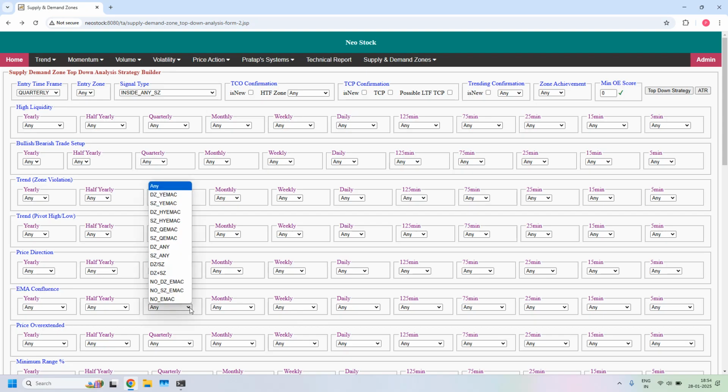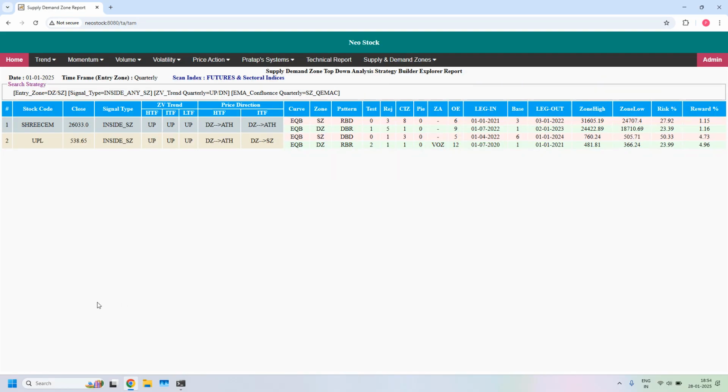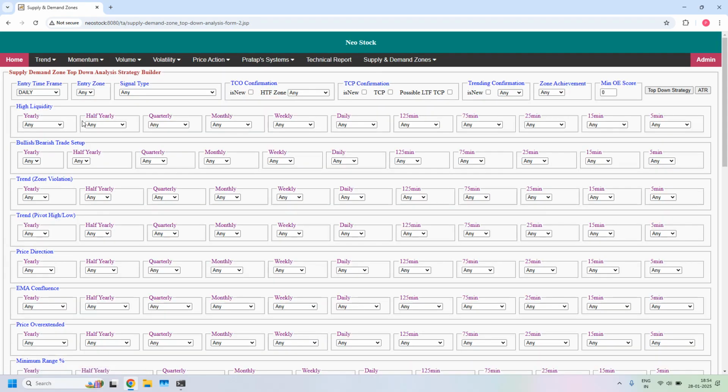Quarterly time frame. Quarterly supply zone having quarterly EMA Confluence filter is enabled, and trend on the quarterly time frame should not be sideways. It can be up or down. So these 2 stocks are filtered. Both these 2 quarterly supply zones are having quarterly EMA Confluence. The next time frame is monthly.